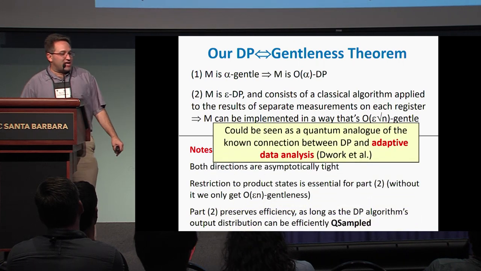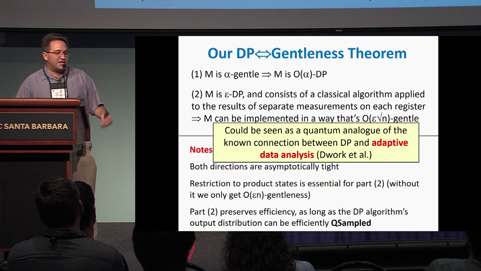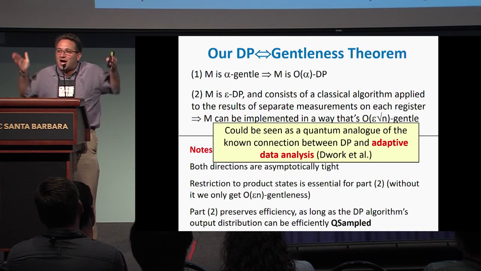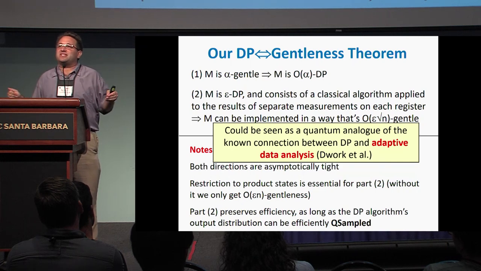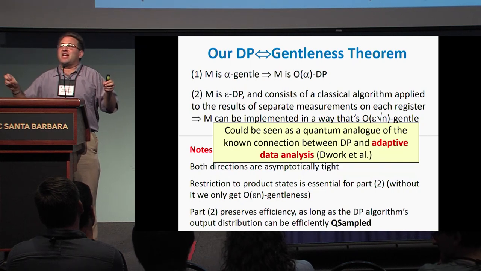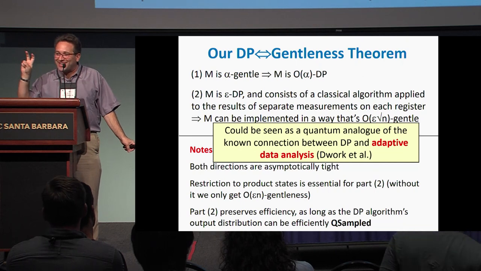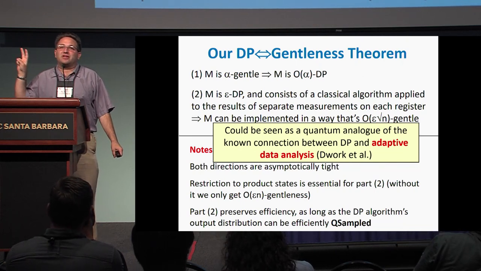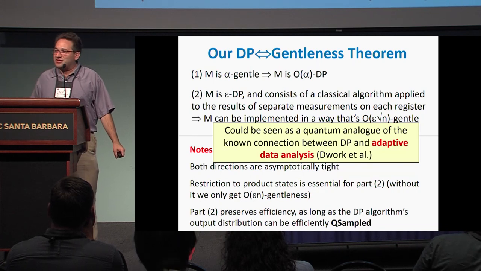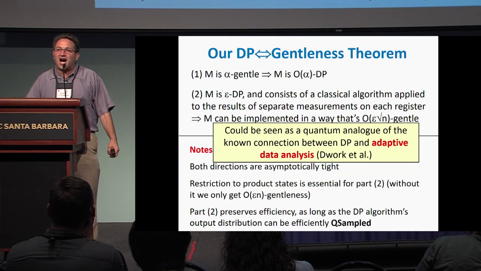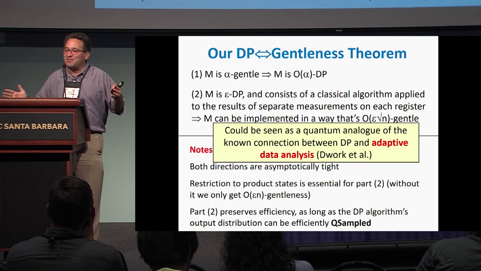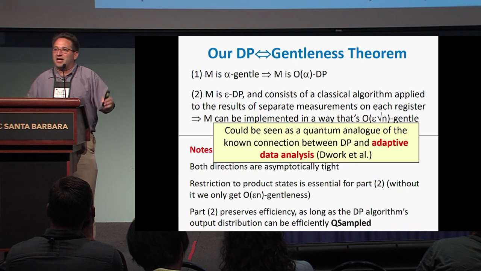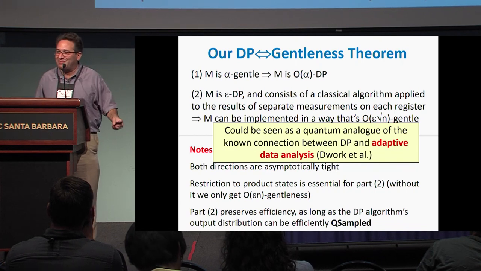Now, this could be seen as a quantum analog of the known connection between DP and adaptive data analysis, right? The entire point there was you have this data set and you want to look at it without damaging it too much. But the difference is, in the classical case, the damage is just something that occurs in your head. The damage could always be reversed if you just forgot what you learned. In the quantum case, the damage is an actual physical thing that happens to the state, where someone else who measures that state could see that it was damaged.